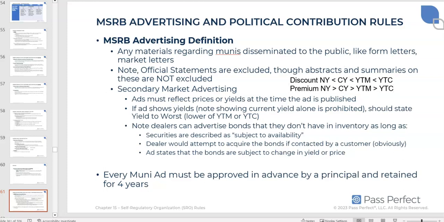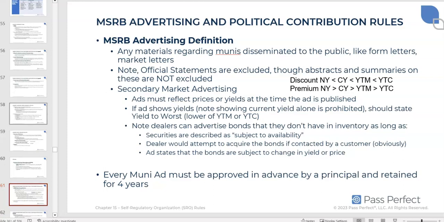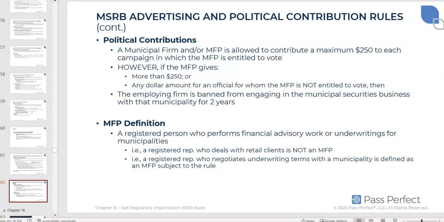And it's fair to do so, because after all, there's the chance that prices move or yields change, and of course, if the price changes, the yield changes in the opposite direction. Municipal advertising has to be approved by a principal, right? So a principal, meaning the supervisor, has to approve any ad, and they must keep it on file for 4 years since the last time the ad was used. So the very last time that they ran it, they have to keep it on file for 4 years after that.